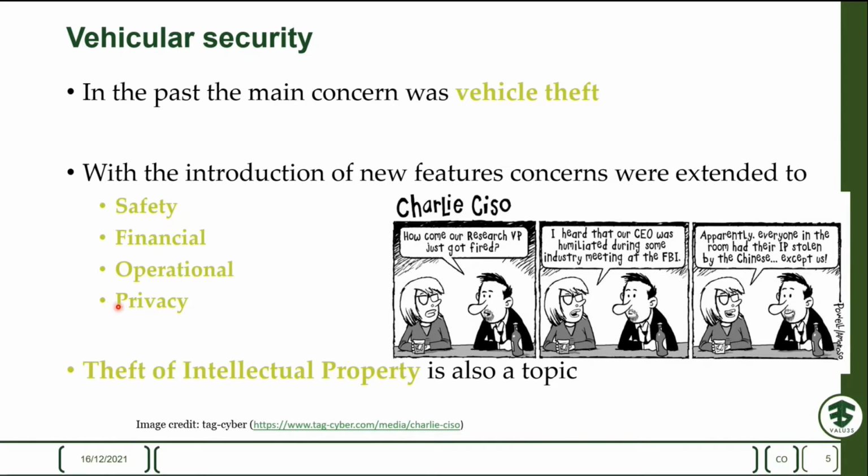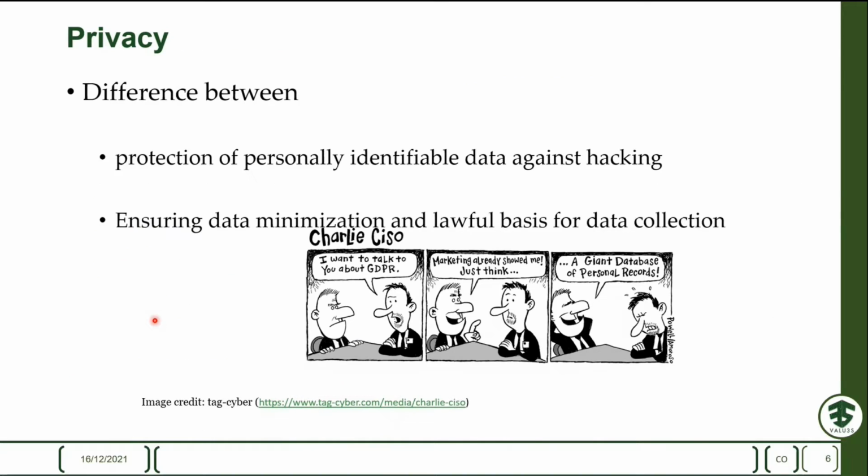For privacy, there's one important thing. There is a difference between the technical aspect, meaning how can we protect personally identifiable data. This is anonymization, this is encryption, these are technical measures, and this is something I will talk about today. This is included. And then there's also the lawful basis for data collection.